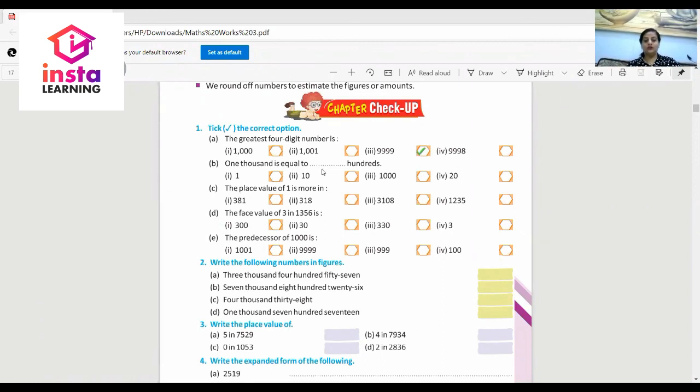1000 is equal to how many hundreds? How many hundreds? 1000 is equal to 10 hundreds.